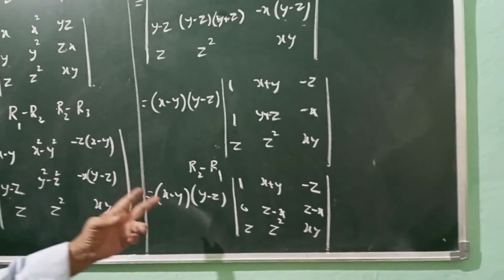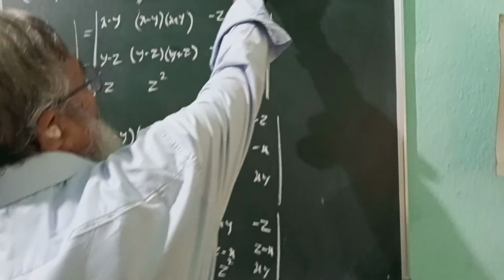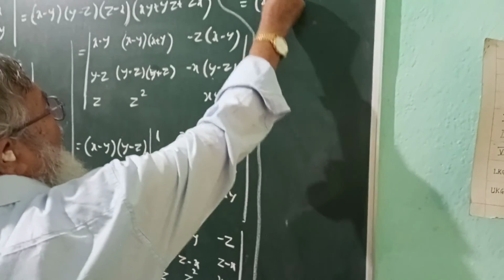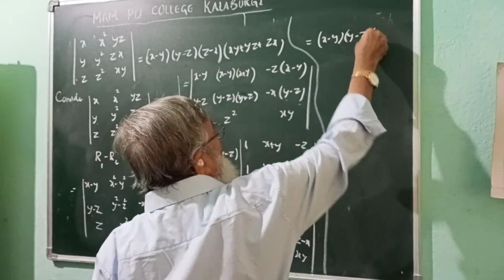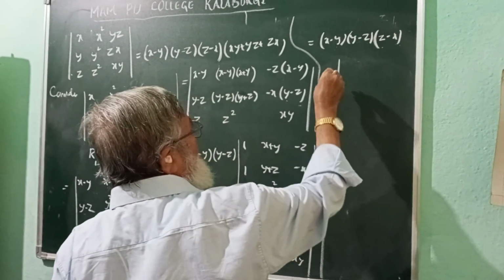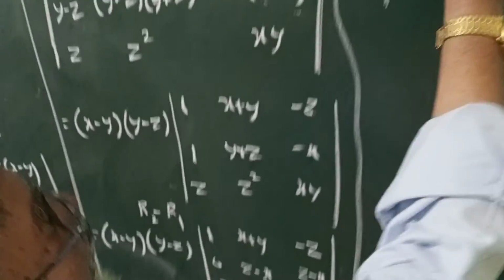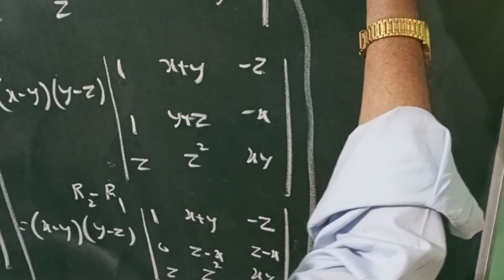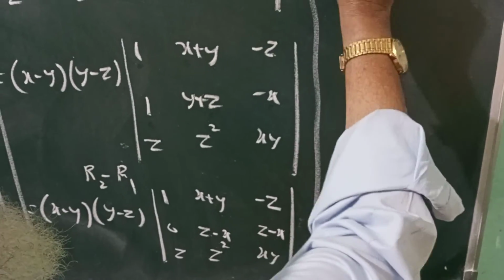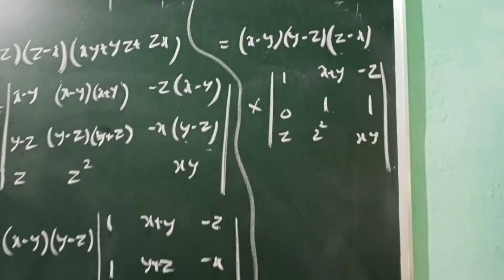Now again from the third row z minus x can be taken common. We take x minus y, y minus z, into z minus x common in the third. Now what remains is this determinant: 1, x plus y minus z; 0, 1; 1, z square, xy. Now we have to expand it.